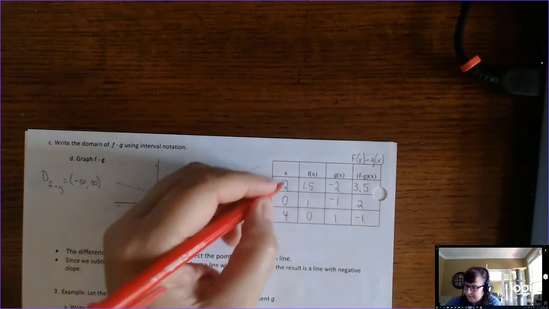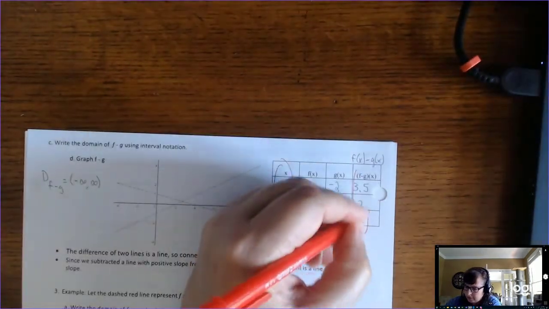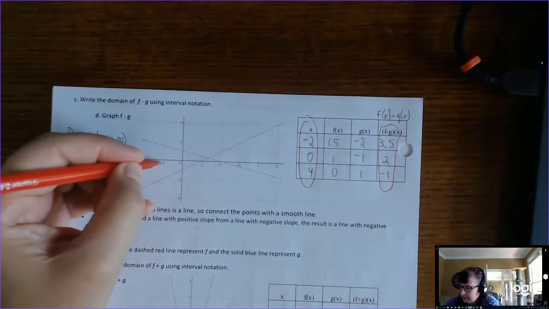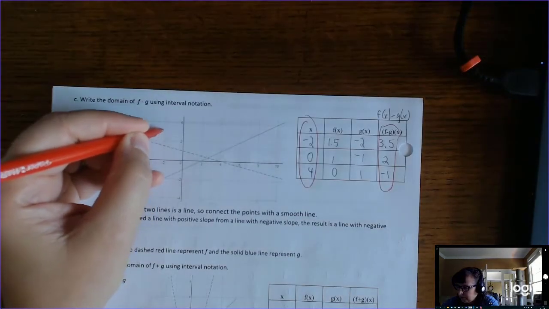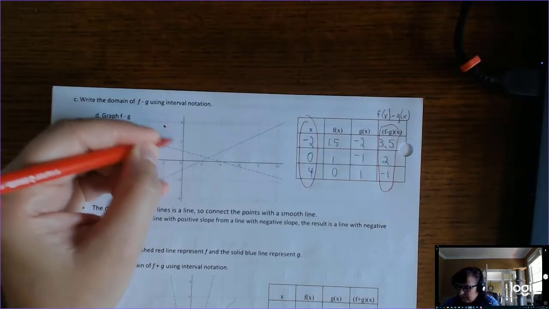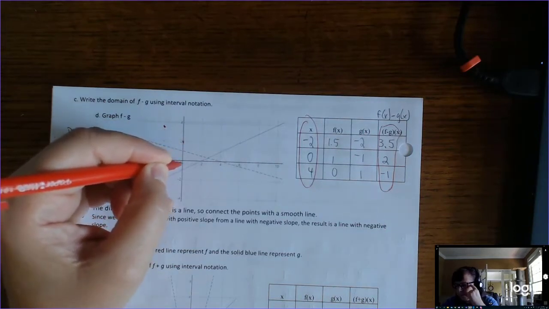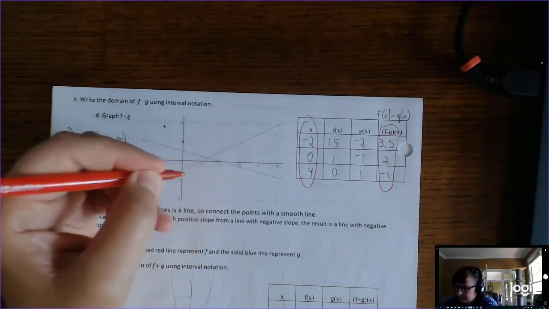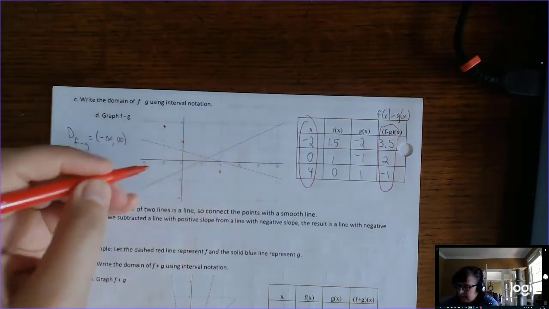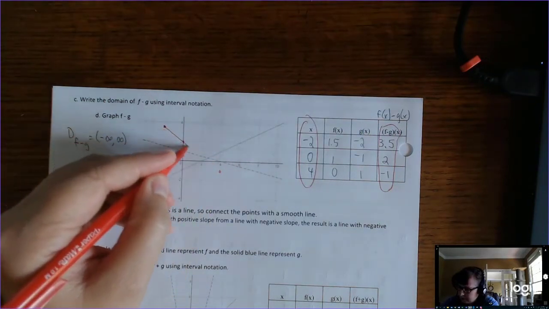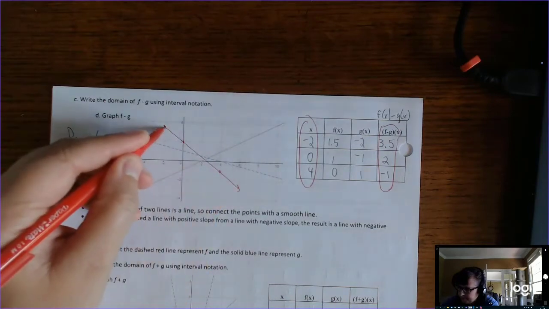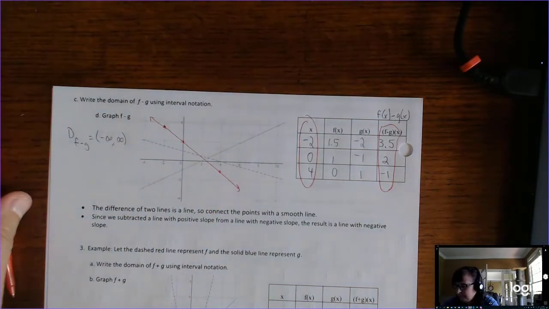So we'll graph these ordered pairs here. -2, 3.5, 0, 2, and 4, -1. And the difference of 2 lines is going to be another line.